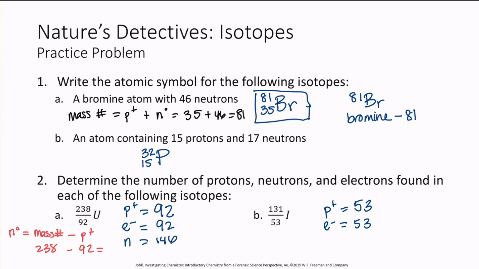Now, to determine the number of neutrons, I need to take the mass number minus the number of protons. So I can take this 131 and subtract 53. Sometimes you can think of it as just putting a little negative sign right here to get the number of neutrons. And when we do this, we get 78. So the number of neutrons I have is 78.